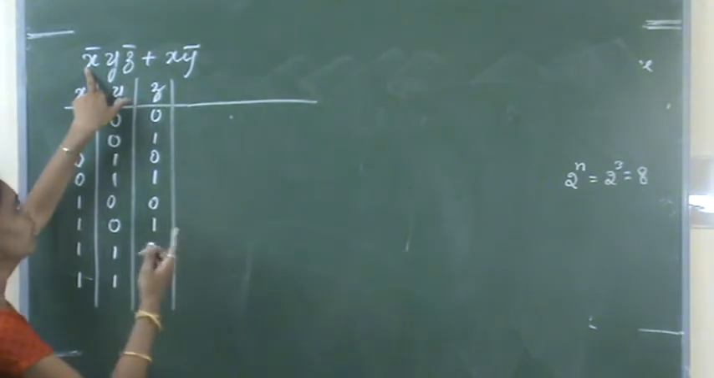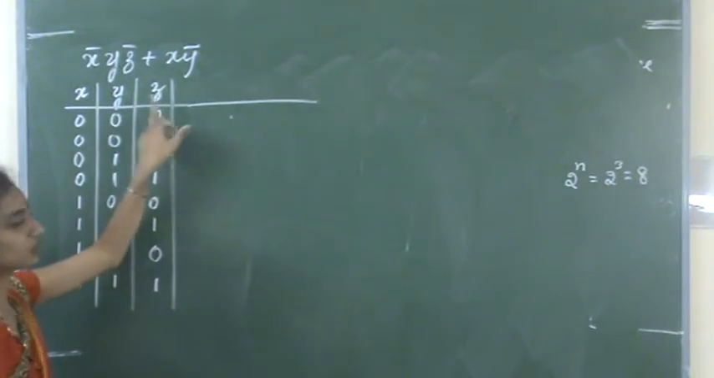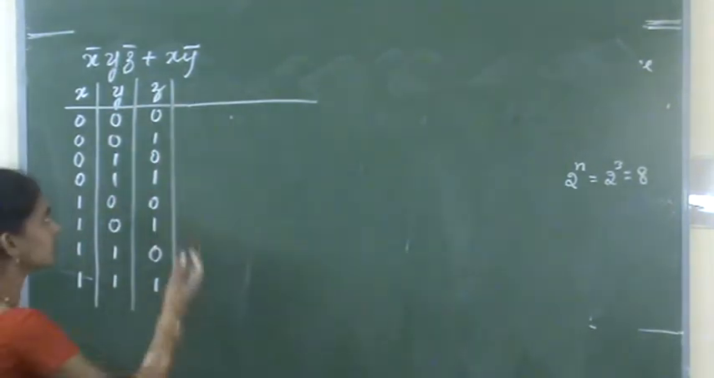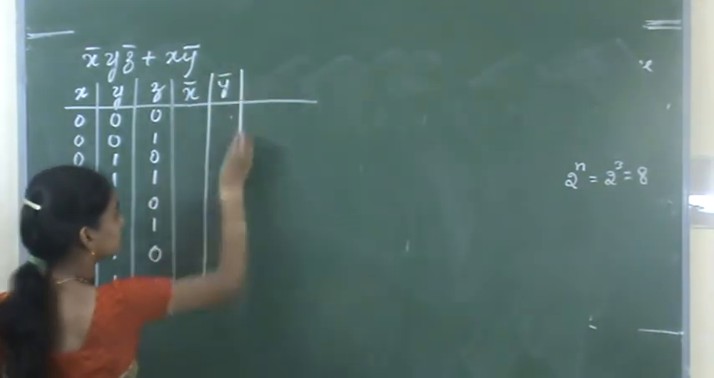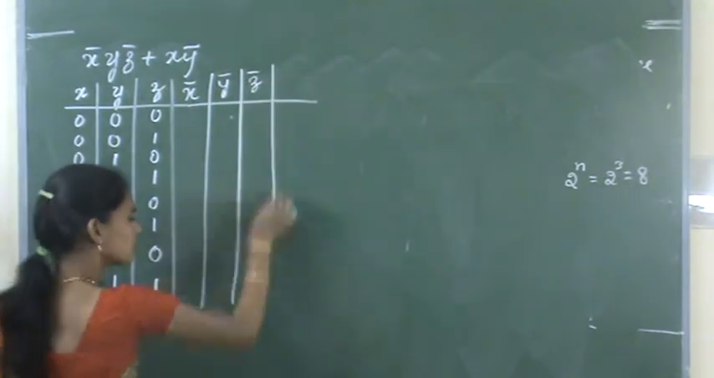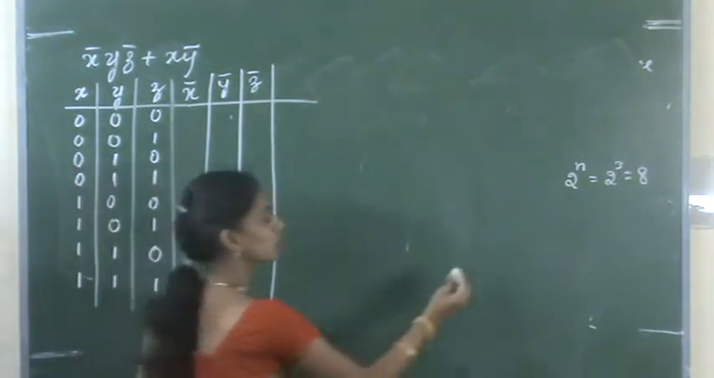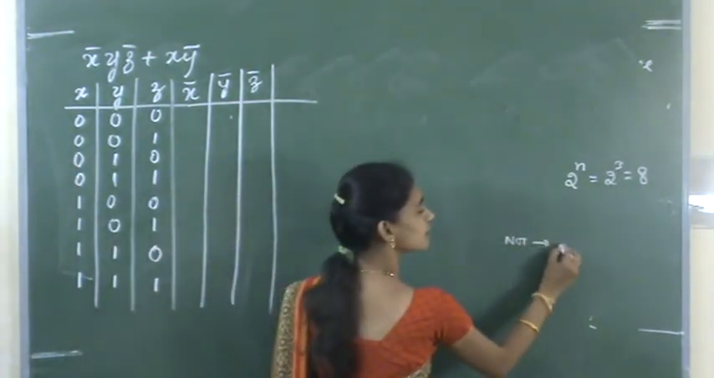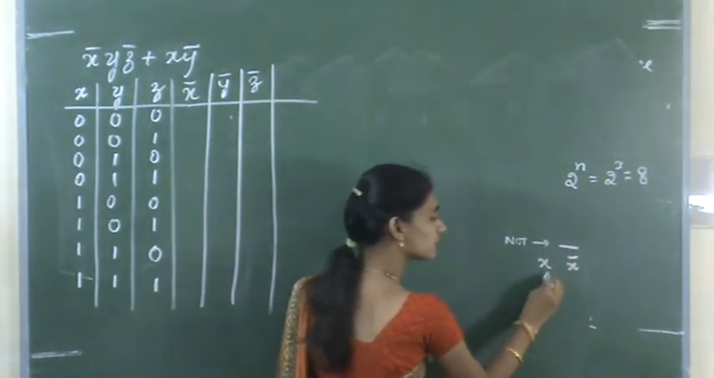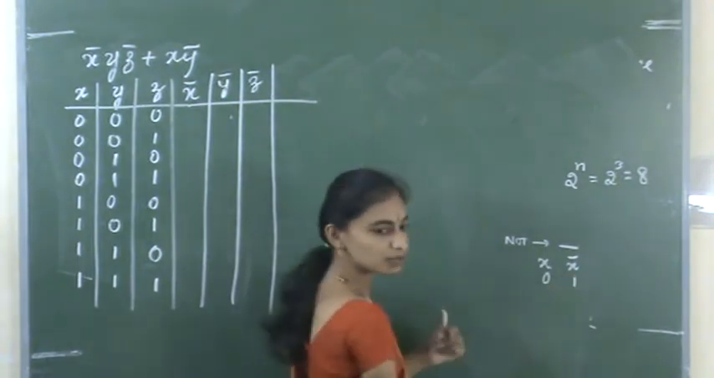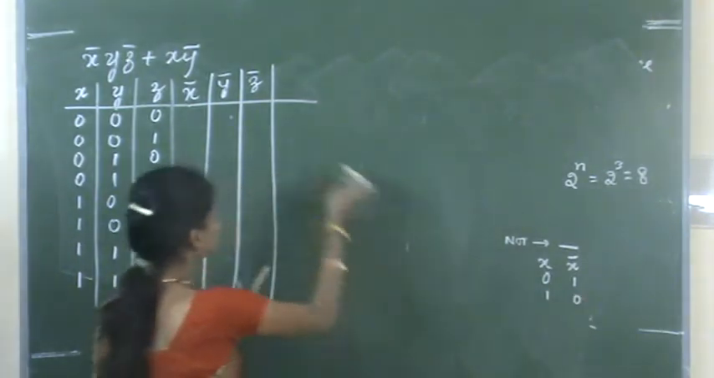After this we have to write x bar, y bar and z bar. We know that the NOT operator is represented by a bar, so if we have x, we write x bar. When x value is 0, x bar becomes 1, and when x value is 1, x bar becomes 0. That is what we have to write here.